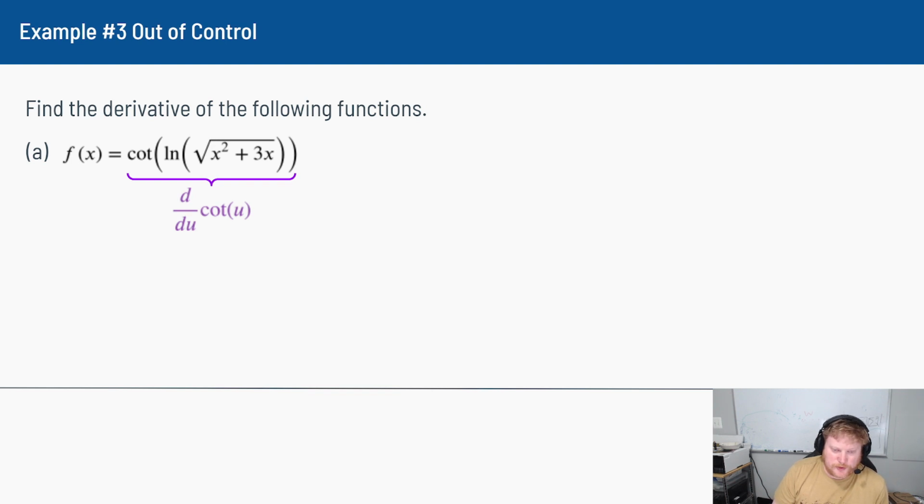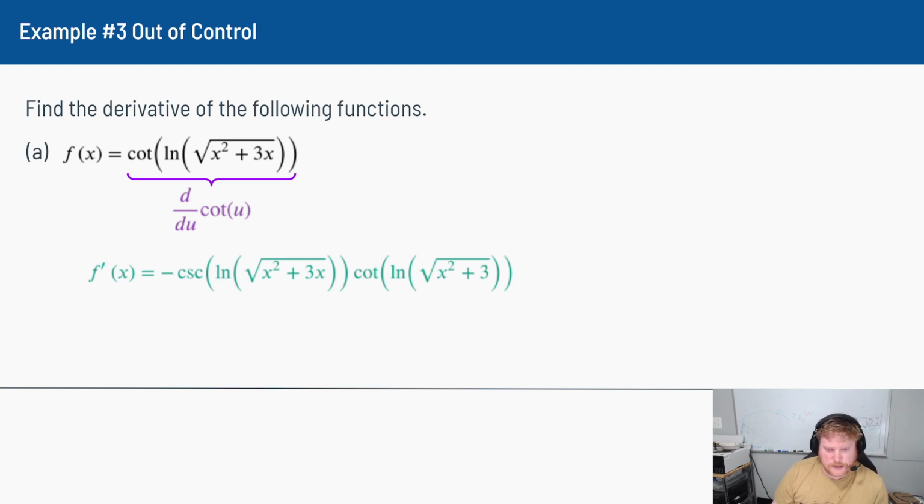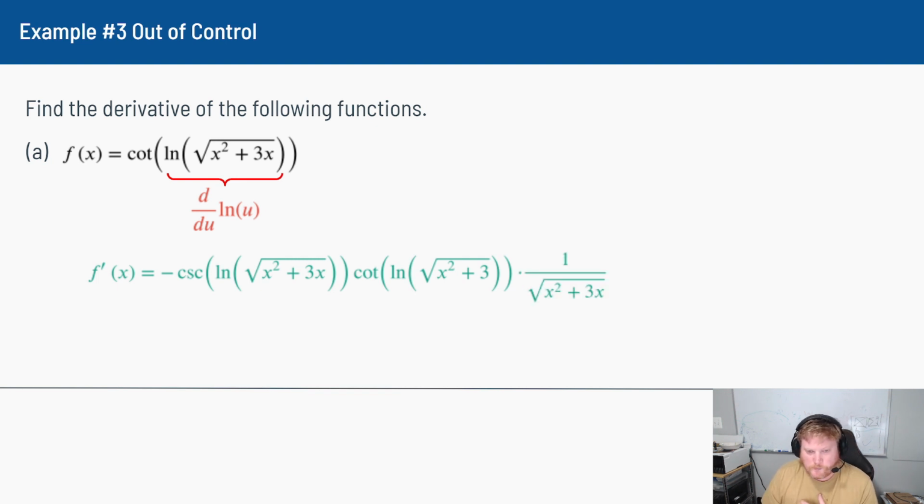So, starting with the outermost function, the derivative of cotangent. The derivative of cotangent is negative cosecant cotangent, and everything that was plugged inside stays plugged inside. Then we move one step in. The derivative of natural log is 1 over the argument of the log. And then move one step in. This is the square root function. The derivative of square root of u would be 1 half times u to the negative 1 half. And then move one final step in. And we have the derivative of x squared plus 3, which is 2x.